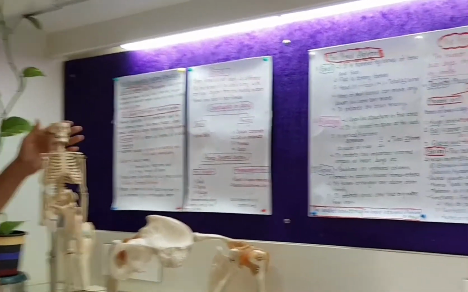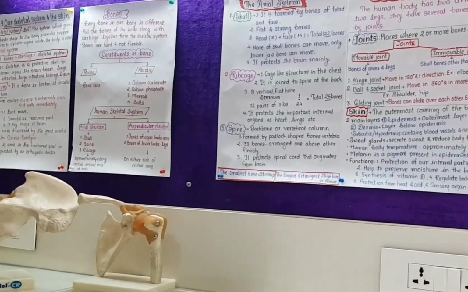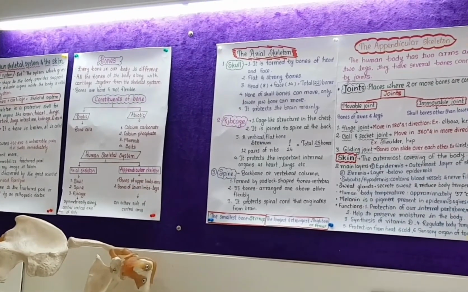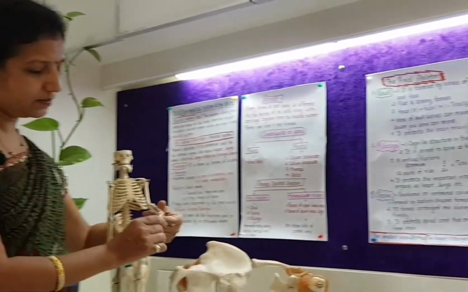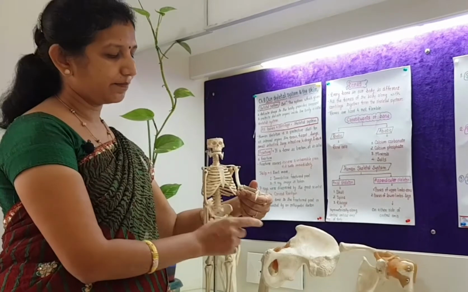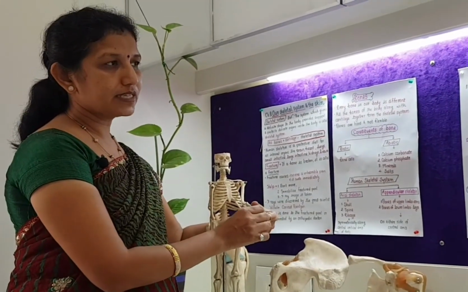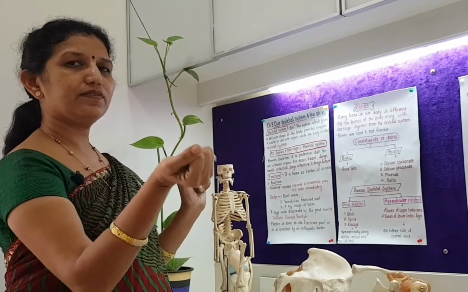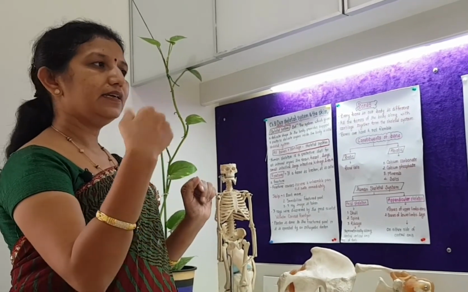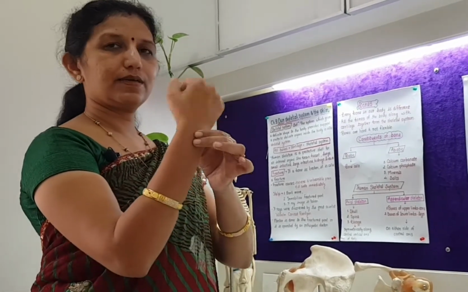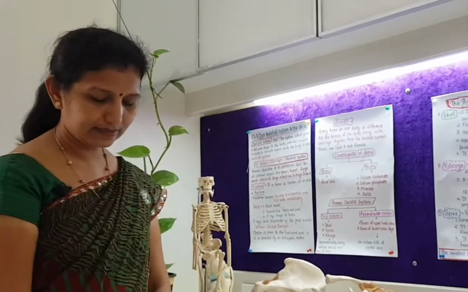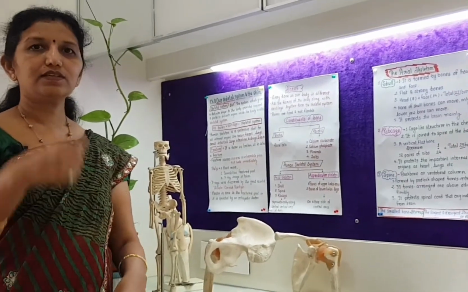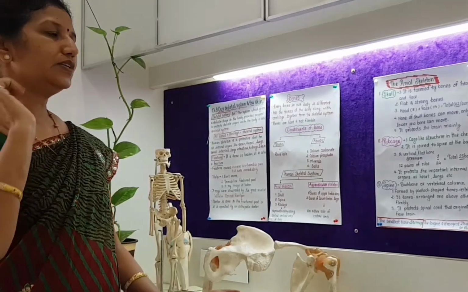Then gliding joint. Bones can slide over each other. See, this is an example of gliding joint, Sarakta Sandha. They can slide over each other. See, this is an example of gliding joint. Wrist, mangat, and ankle. Ankle is also a gliding joint.